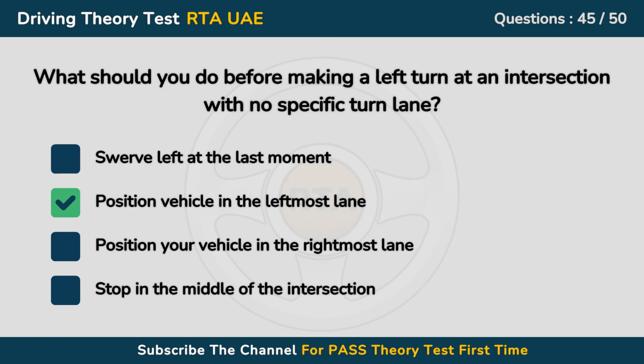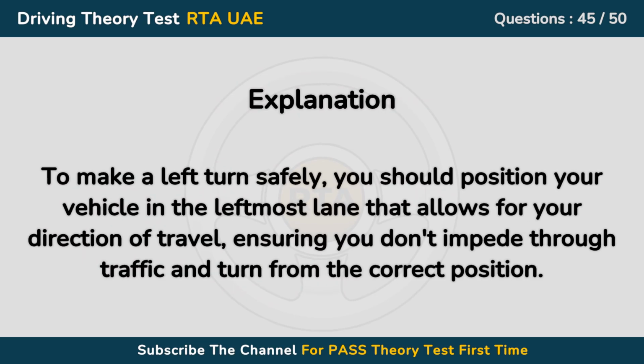Answer is B. Position your vehicle in the leftmost lane. To make a left turn safely, you should position your vehicle in the leftmost lane that allows for your direction of travel, ensuring you don't impede through traffic and turn from the correct position.